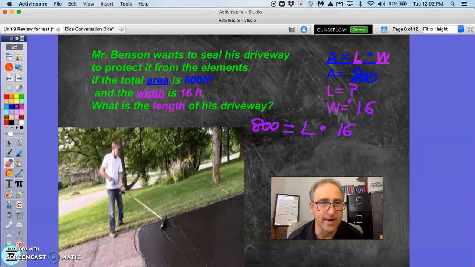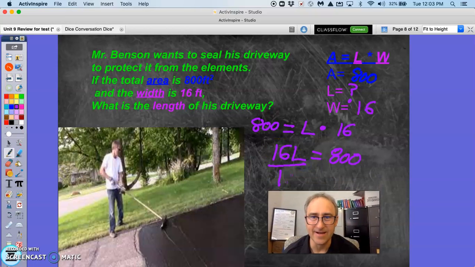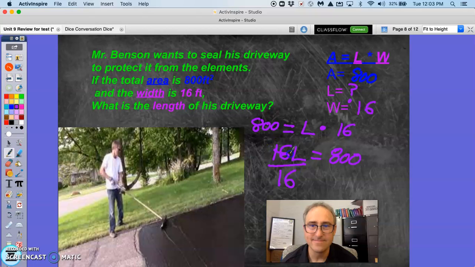So really what I have here is 16L equals 800. Maybe I should write it like that so it's more apparent to you. 16L equals 800. I need to find out what L is, so I need to get the L alone. So 16 times L, I need to do the opposite. Opposite of times is divide. That's a 1, so the L is alone. 800 divided by 16.